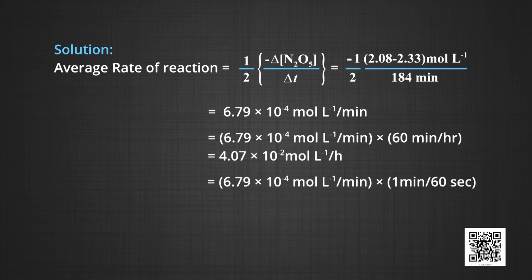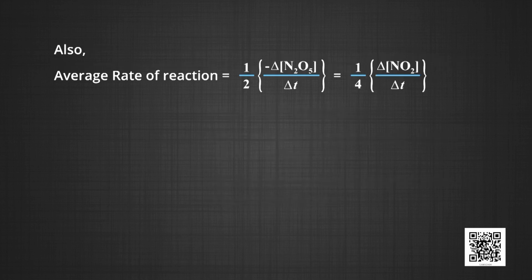Now, 6.79 into 10 raised to power minus 4 moles per liter per minute into 1 minute by 60 seconds. It is equal to 1.13 into 10 raised to power minus 5 moles per liter per second. Also, average rate of reaction is equal to half minus delta molar concentration of N2O5 divided by delta T, equals 1 by 4 delta molar concentration of NO2 divided by delta T, which is equal to 6.79 into 10 raised to power minus 4 moles per liter per minute.